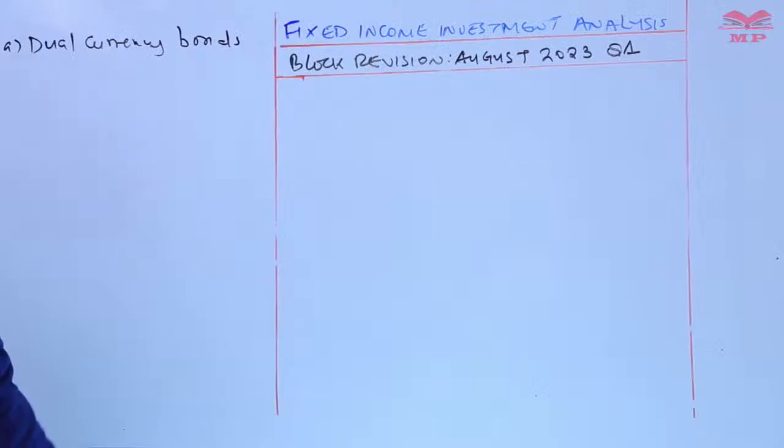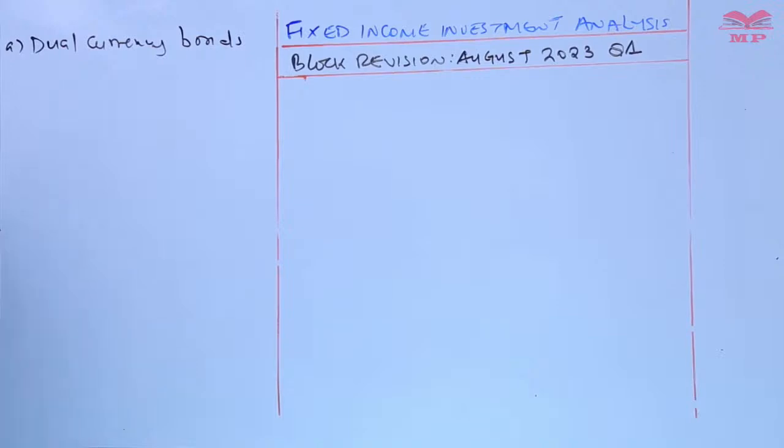I've explained the dual currency bonds. I've said that these are bonds where coupon payments and principal are denominated in one currency but are paid in another.